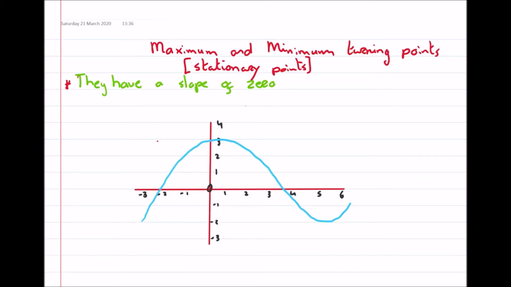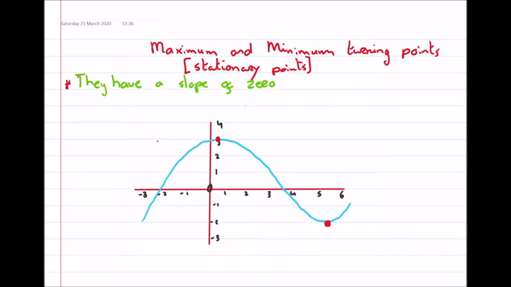In this video we're going to look at maximum and minimum turning points. Another name for it is stationary points. Okay, I'm just going to point at this graph and I'll show you where its maximum and minimum points are. Its maximum point is here, its minimum point is here.